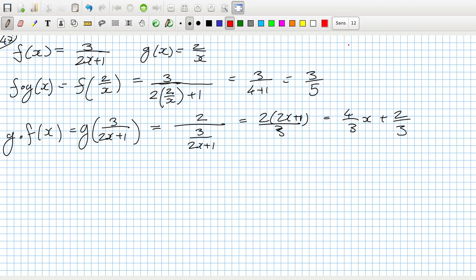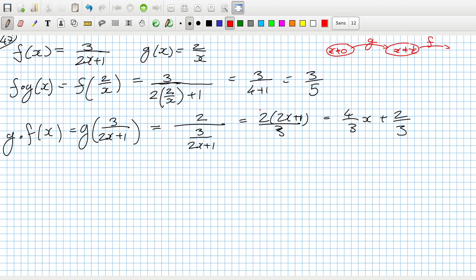So let's think about the domain. We first apply the g function and then we apply the f function. So for the g function, we can't have x going in as 0. And then the result goes into f, and f can't take minus a half. So we have to make sure not only that the input into g is not zero, it also has to be a number such that it doesn't produce minus a half.